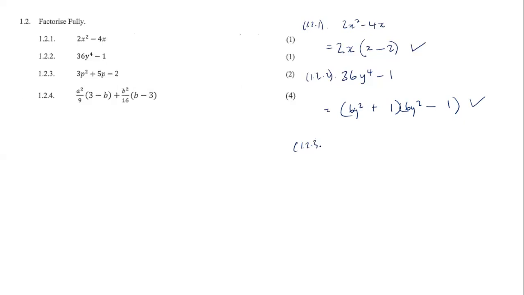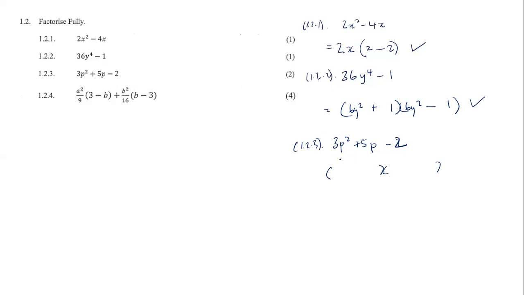Now 1.2.3. It says to us, we have 3p squared plus 5p minus 2. Now, this is what we call a quadratic. So how are we going to factorize this? Remember, here we have 2. Again, when you have something like this, you open up your two brackets. So this is how this actually works. I know I never taught you the basics on how to factorize something like this, but let me do it now.